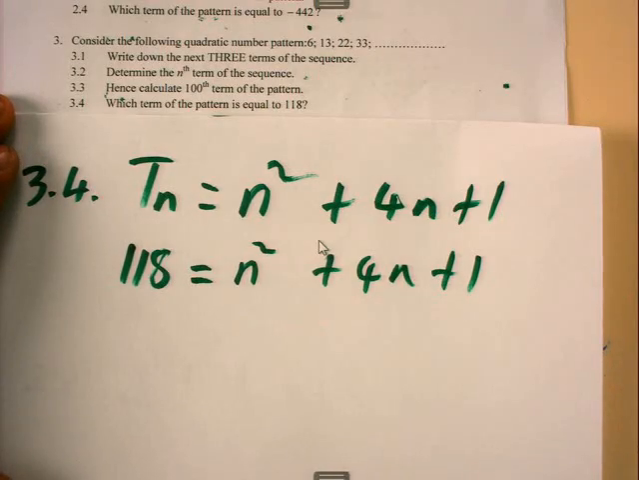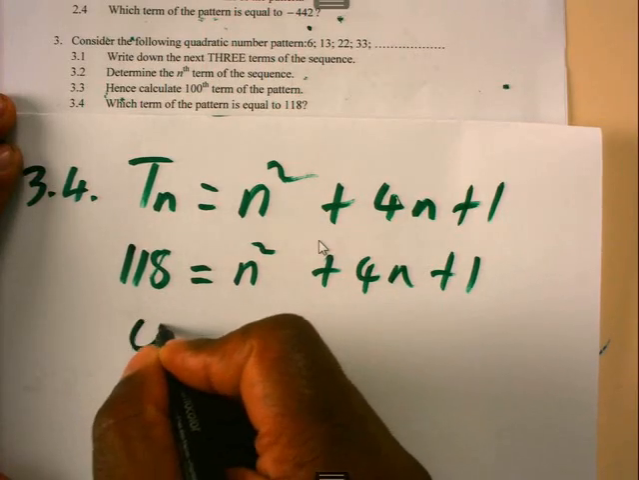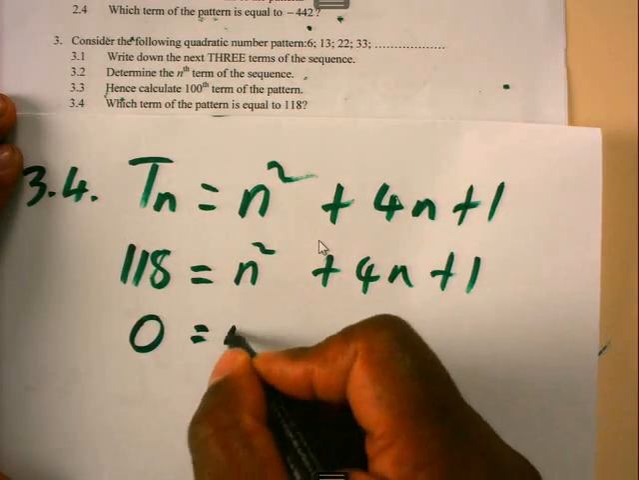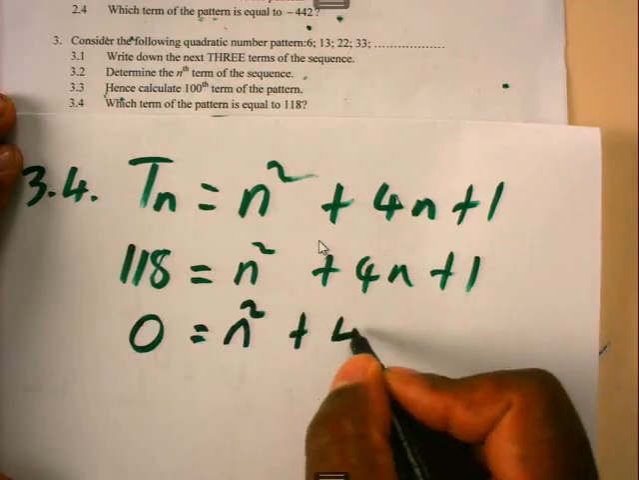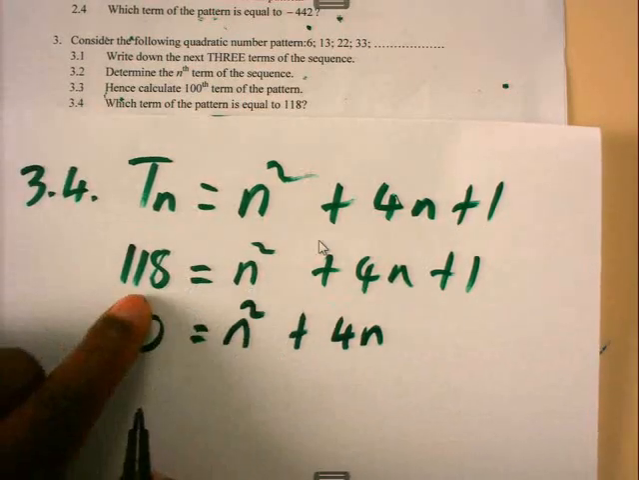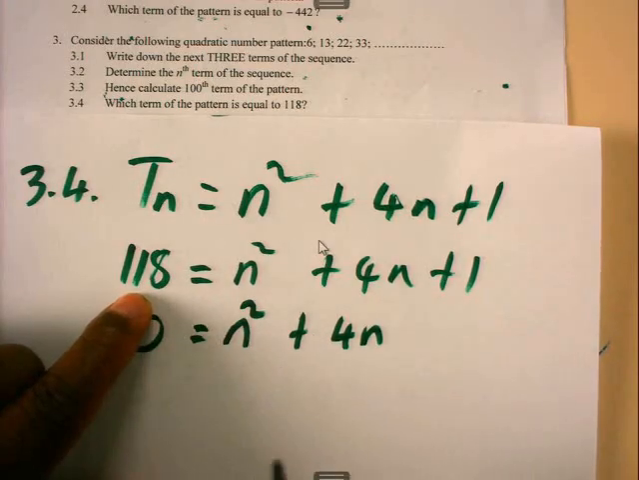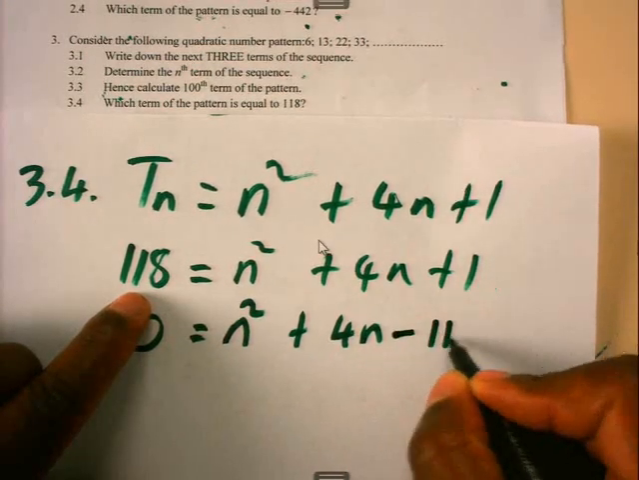So this is a quadratic equation. Let's write it in standard form. n squared plus 4n. You need to transpose 118 to the right, then it will be 1 minus 118. It will be minus 117.